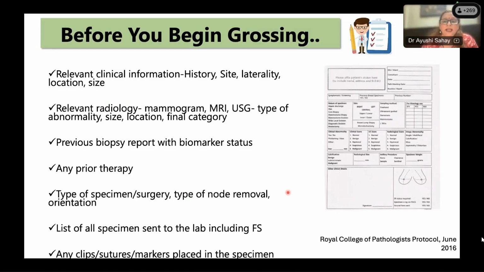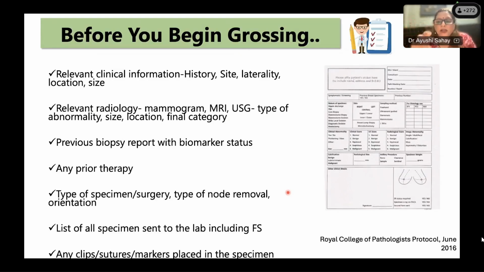If the previous biopsy has been done, what was the diagnosis, is there a malignancy, what was the biomarker status. Most important, has the patient received any prior therapy, has the patient had any prior surgery, prior excision, prior lumpectomy, or any prior NACT. That information is very important because it affects the way you are going to gross the specimen.